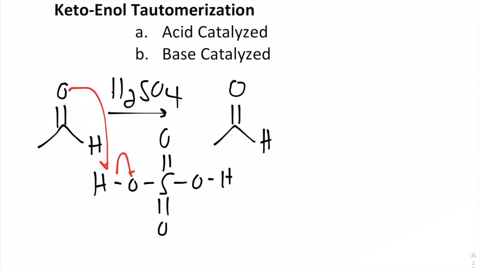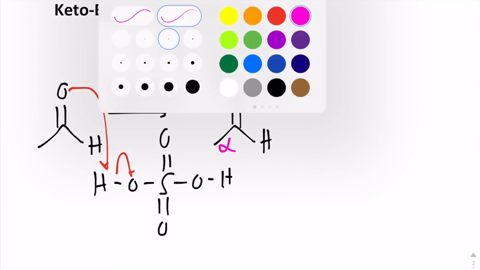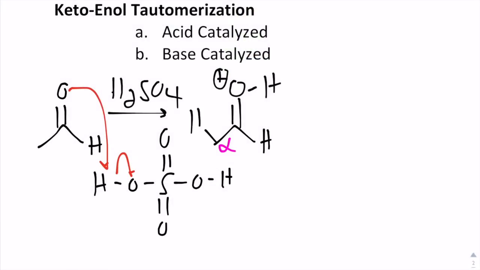Oops, I'm sorry. We would see something like this. All right, so now what can happen is that at this alpha position, so one carbon removed is always called the alpha position. Let me change colors. This is the alpha position. I can draw in the relative, there's 3 hydrogens here, okay?